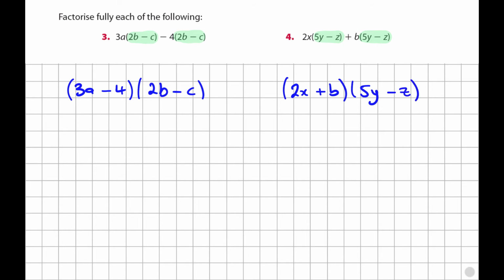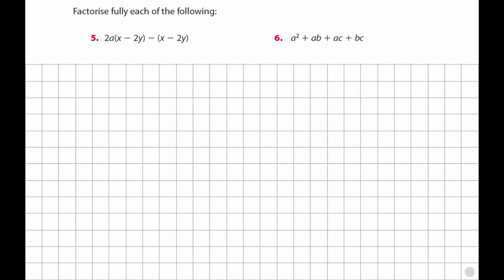Okay. And again, if I was to expand that, I'd say 2x times everything in the second, which is 5y minus z, plus b, which is the second term, by 5y minus z. So you can see there how that's the opposite to expanding, and I'm sure everyone will be fairly okay with that. So I'm going to just move on to the next couple of questions. So question 5, we'll do question 5, and then question 6 is one step further, right?